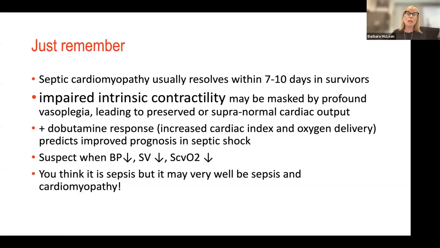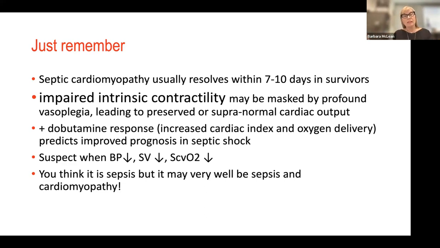The difference is when you get a patient from the cath lab who had a left main 100% occlusion, you expect cardiogenic shock. You don't expect cardiogenic shock when you get a 27-year-old with acute pyelonephritis or a 40-year-old with pneumonia. You're not suspecting or expecting cardiogenic shock. But with sepsis-induced cardiomyopathy, that's what it is.